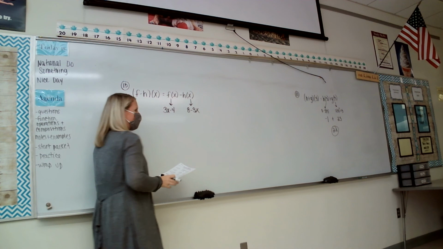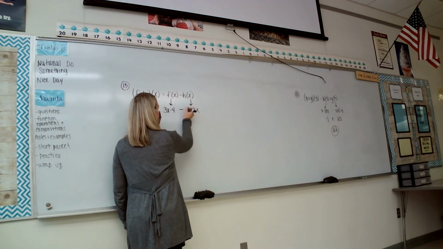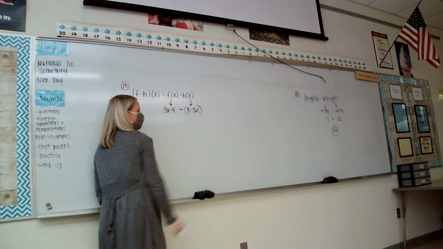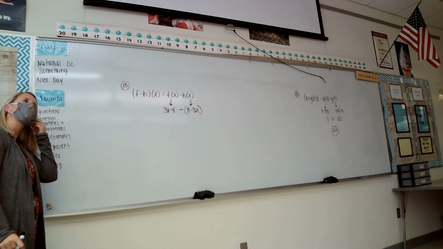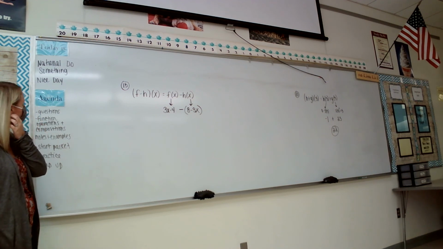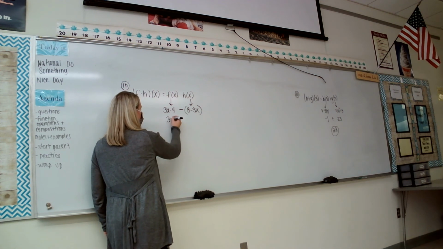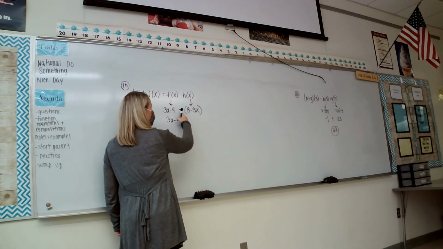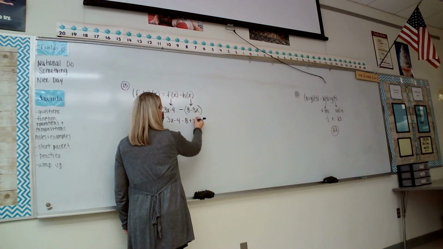Just be careful, once again, especially with subtraction, when I'm subtracting the entire function. So always use those parentheses, just to remind yourself it's not just the first term, it's every term. So I like to do a little simplifying. So we have 3x minus 4. I just distribute that negative in. So I get minus 8 plus 3x.